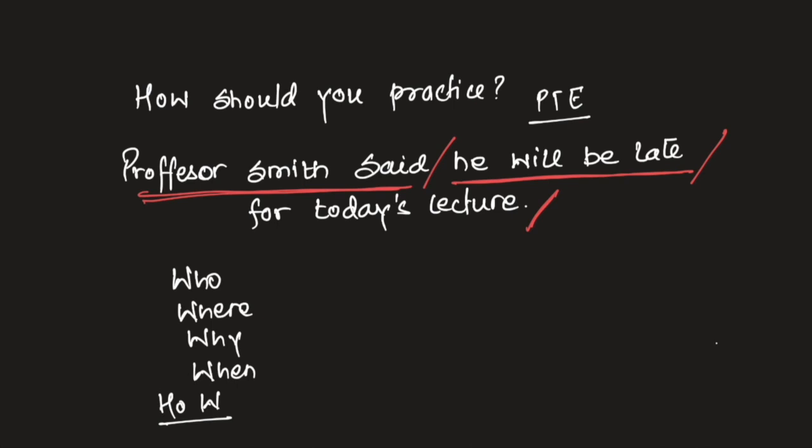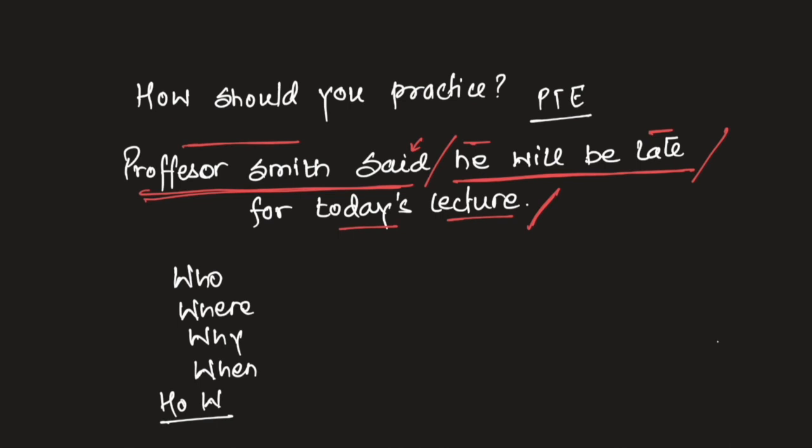And there are few words which you can actually logically write yourself. As an example, here, Professor Smith perhaps is more important than said. He and late are more important. Today's and lecture are more important. The reason for that is Professor Smith, this is a noun, he, a pronoun, late, this is an adverb, and today's and lecture, these are again nouns.